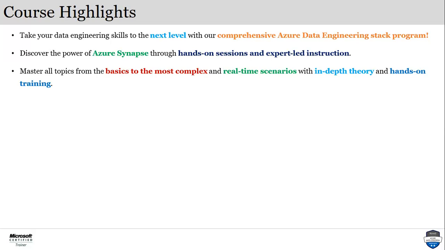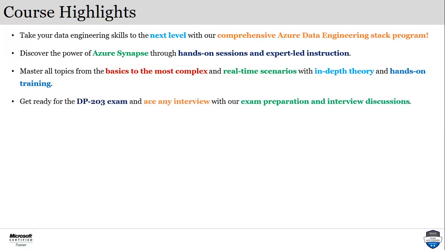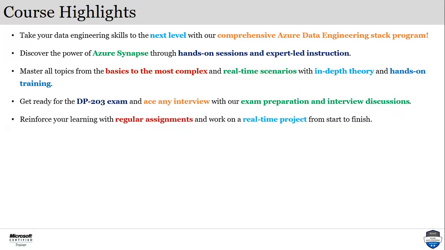Okay, so less theory, more hands-on sessions during our trainings. And also you can get some insights into the DP203 exam, and interview-related discussions will happen during the training. And wherever it is required, we are going to do regular assignments. And after the entire training, I will provide a real-time project scenario as an assignment, which you can start, and I will try to help you complete the same.